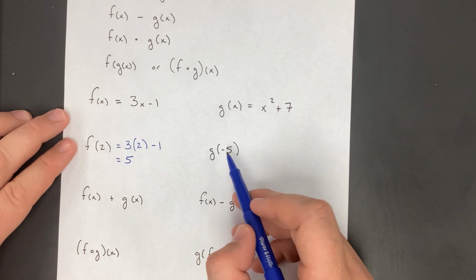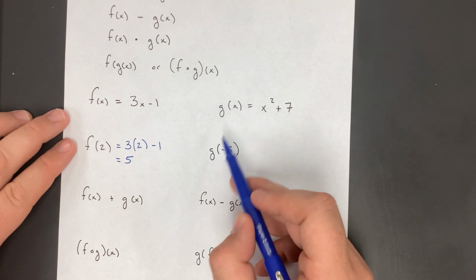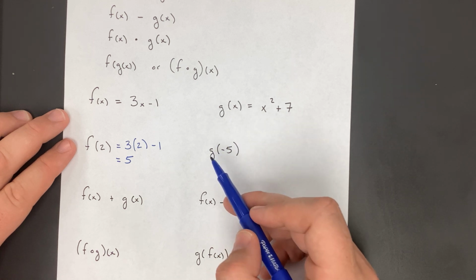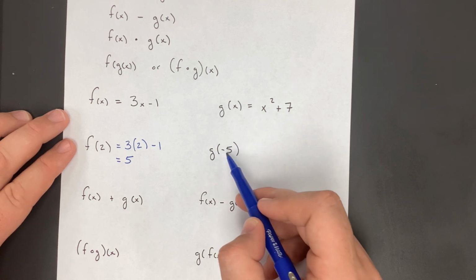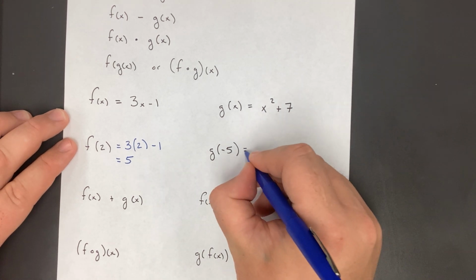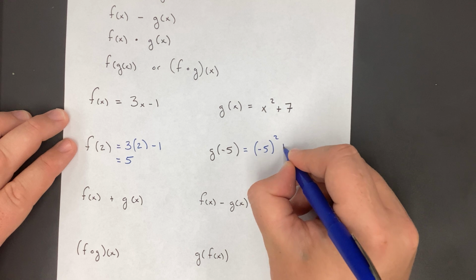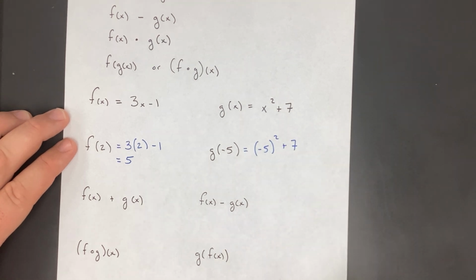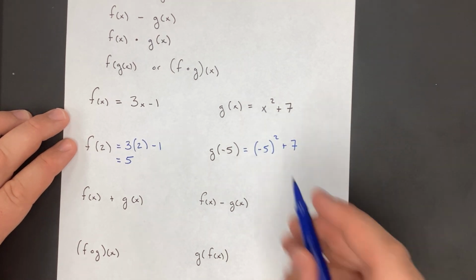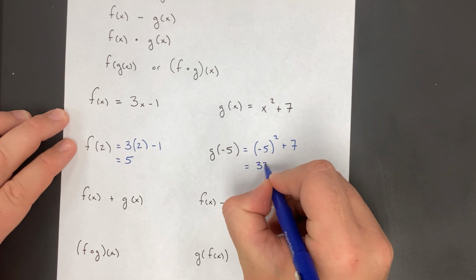Likewise, when we have g of x, this is telling us we're using our g function, which is g of x up here. We have g of negative 5. I'm going to plug in negative 5 for this x here. When I do this, I like to put in parentheses to make sure that I am squaring the whole negative 5 together. So it would be 25 plus 7, or 32.